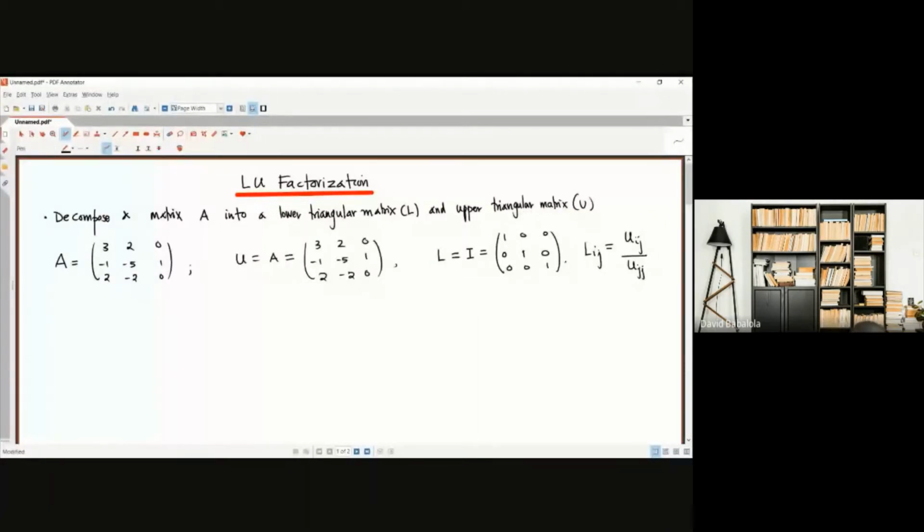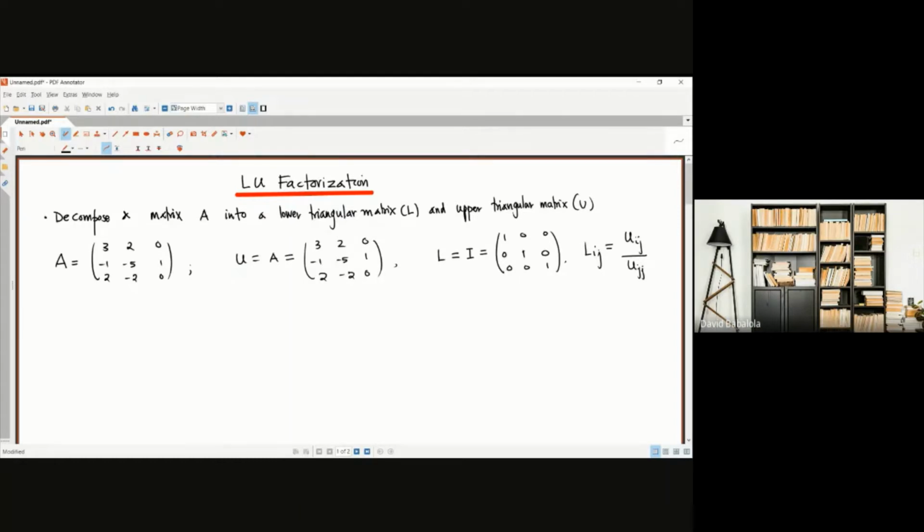LU factorization. So the essence of LU factorization is to decompose a matrix A into two other matrices, a lower triangular matrix and an upper triangular matrix. For instance, we are given a matrix A like this, and we usually start by letting U become A and letting L become an identity matrix of the same size as A. And the entries of the lower triangular matrix will be Lij equals Uij over Ujj.